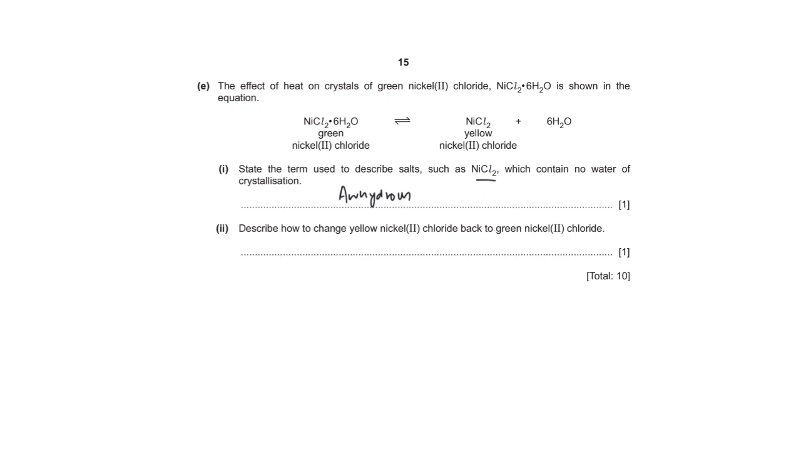Describe how to change yellow nickel chloride back into green nickel chloride. It's a reversible reaction, so you have to shift it back. Green nickel chloride has water and yellow nickel chloride does not have water. So you simply have to add water. If you add water, the yellow nickel chloride will turn back into green nickel chloride.